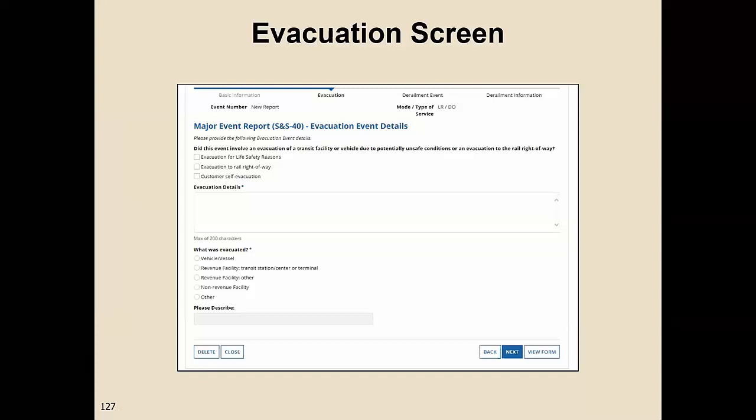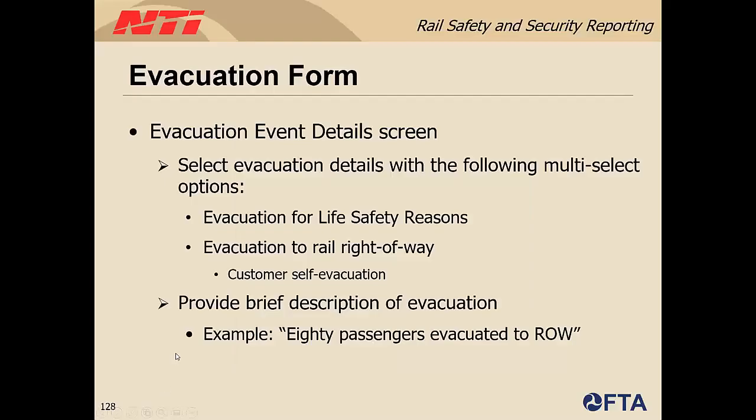This is a screenshot of the evacuation subform. The first question on the evacuation event screen is to confirm that the evacuation was for life safety to the rail right-of-way, and if either of these situations was a self-evacuation. You may select as many options as needed. Include a brief description of the evacuation, including the cause.